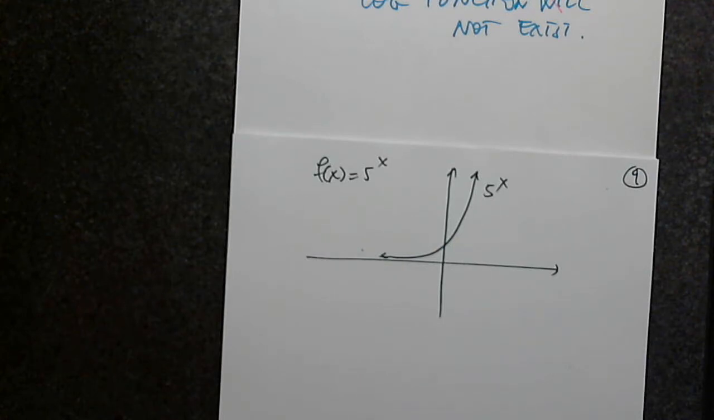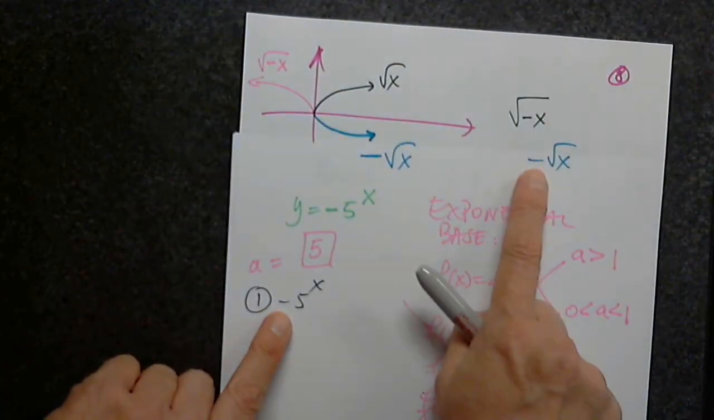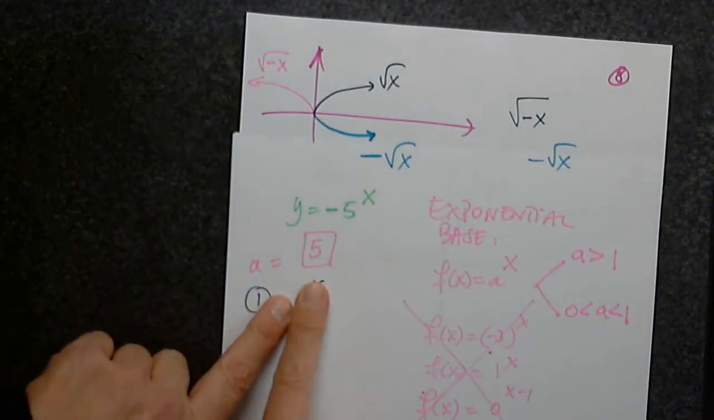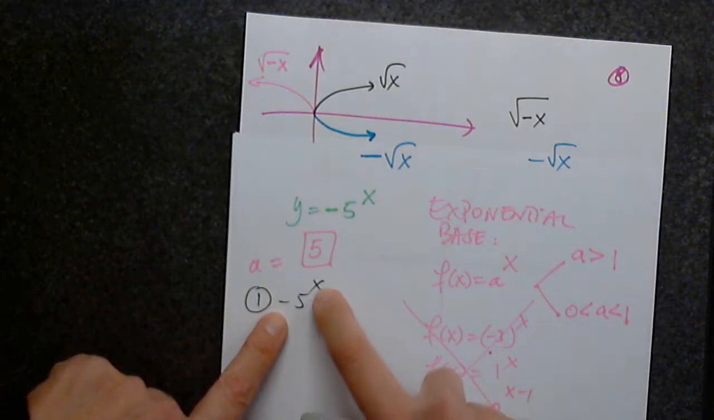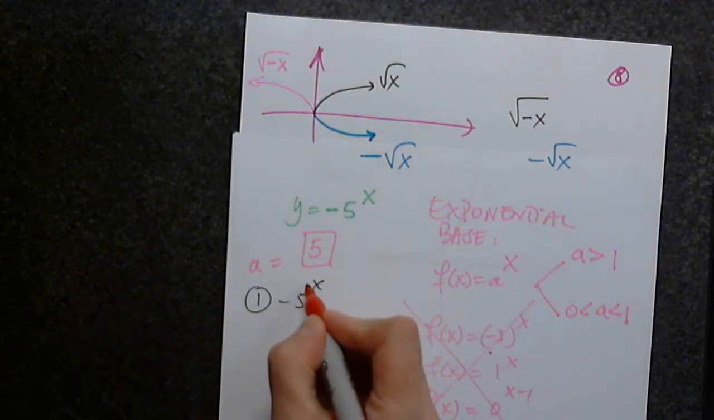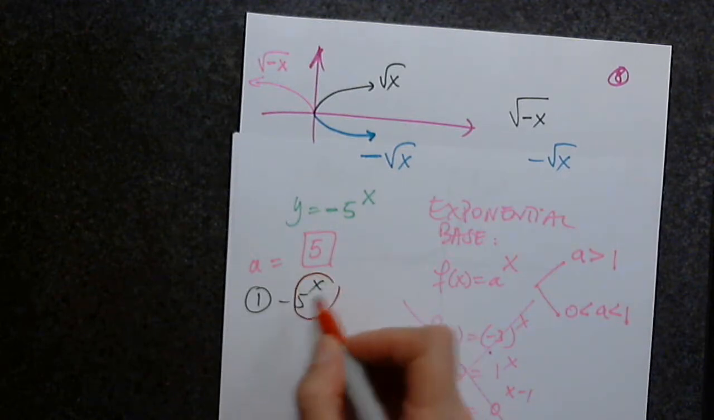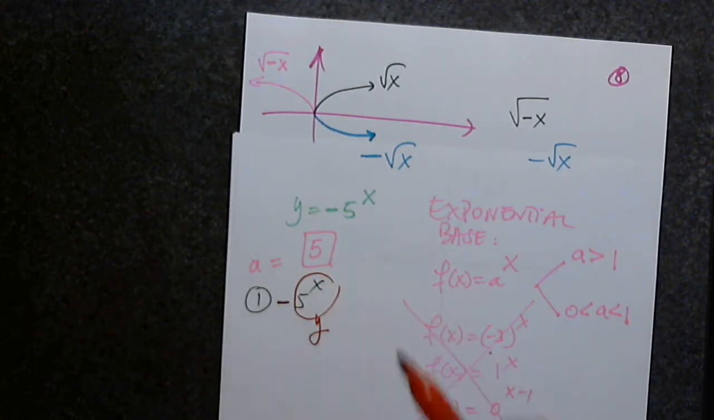Now what type of transformation is this? I gave you an example here. This is the base function, and it has a minus in front. I'm not changing x. The minus does not touch x, but it touches the outside, which is the y value. And when the minus touches the y value, what type of reflection is that?